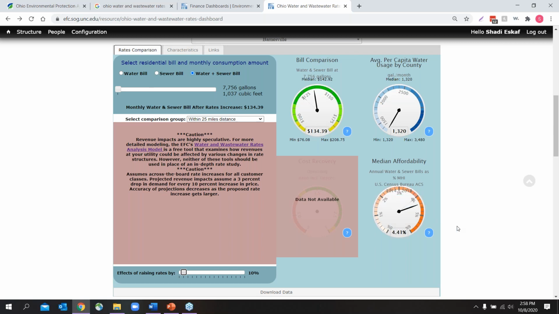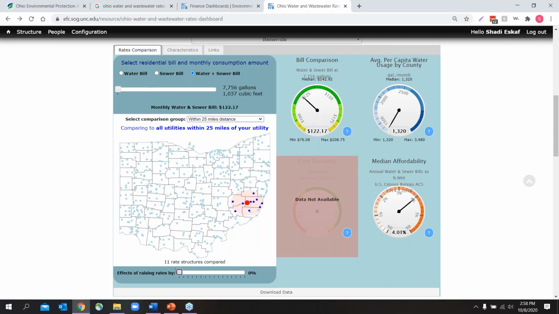Now, this is not to be used as a way to do your budgeting and your rate setting. This is just an easy and quick way to get a gut feeling for what happens if we raise rates by 5 to 10%. Where would that take us as far as our comparisons? But you still need to do your rate analysis before you set your rates going forward. All right, I'll pause here and answer any questions that might have come in. So, Tess, do we have anything to respond to?